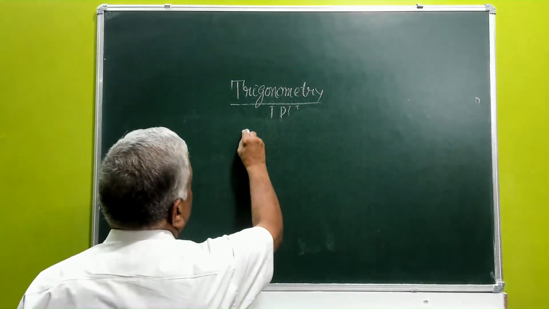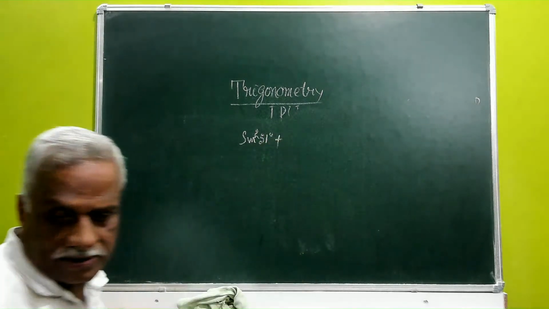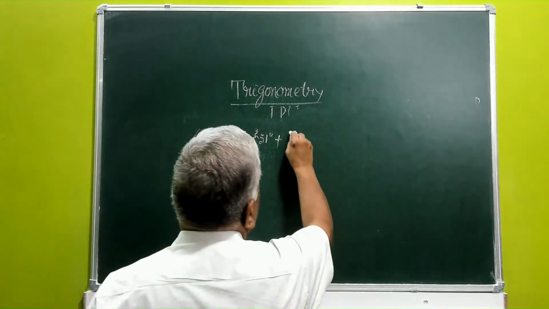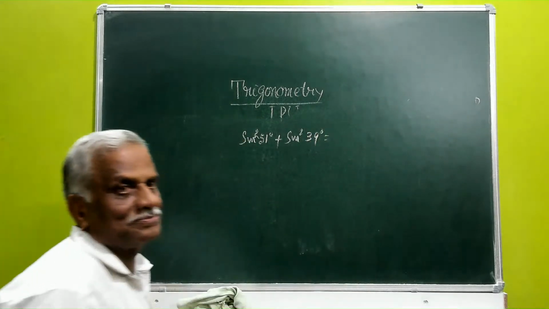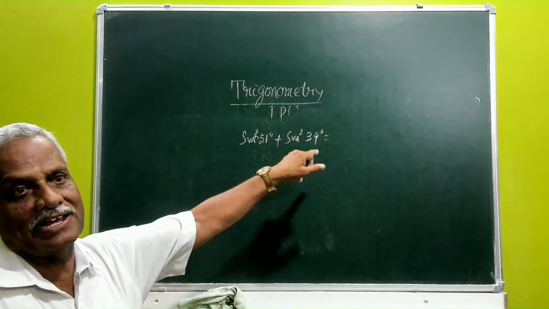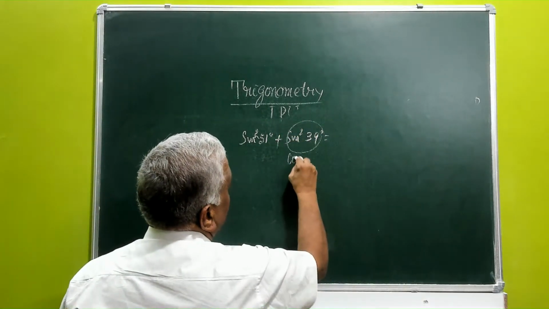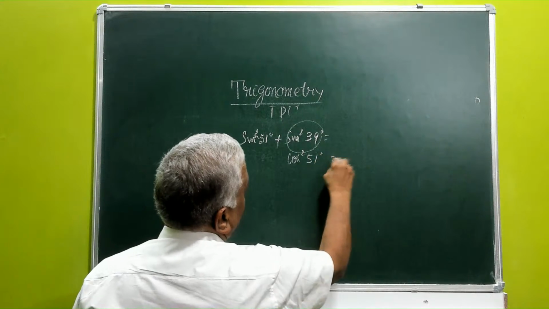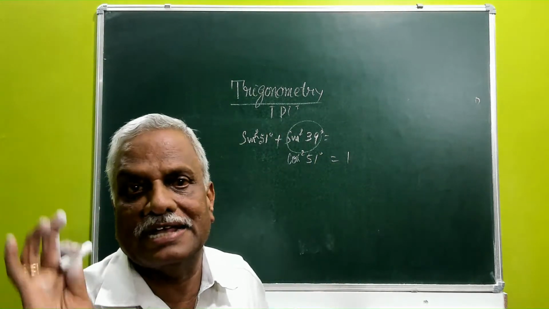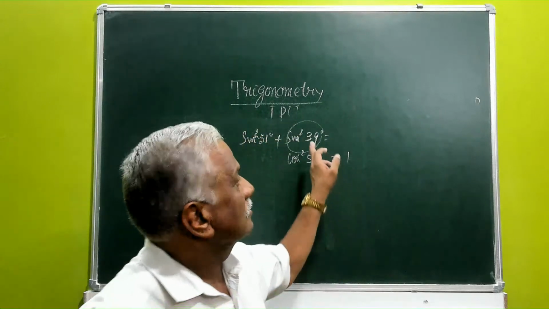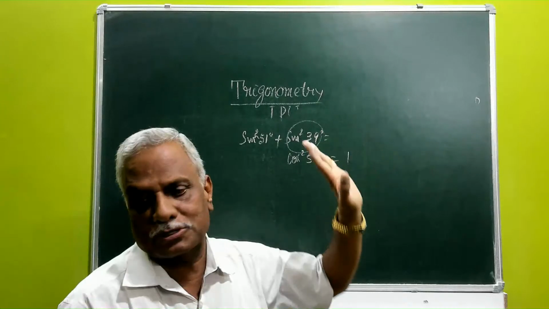Sine square 51 degrees plus sine square 39 degrees is equal to? The moment you see this, you should realize they are complementary angles. Therefore, since sine square 39 degrees is nothing but cos square 51 degrees, the answer is 1. It's a very simple problem. You know that sine square A plus cos square A is equal to 1. So you should realize sine square 39 is nothing but cos square 51.